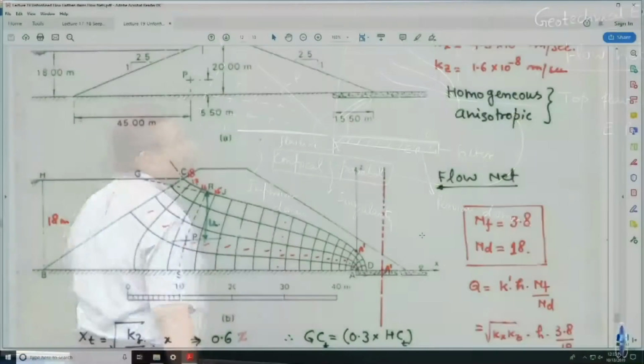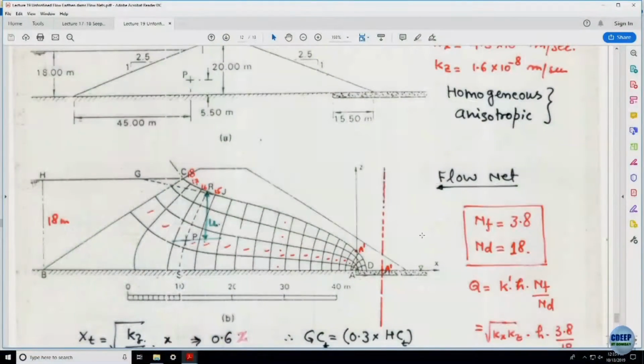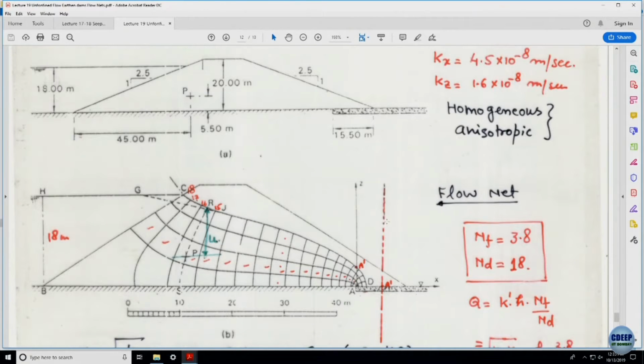Now, we will take the situation where the two problems which I wanted to discuss related to the confined flow. I hope you must have realized it is very difficult to draw the flow nets in case of the embankment by hand. One has to be a very good artist, otherwise it is extremely difficult. This is a very complicated set of the flow nets.